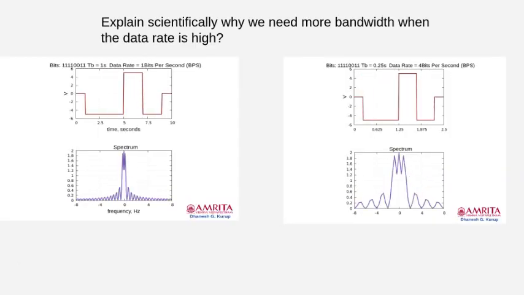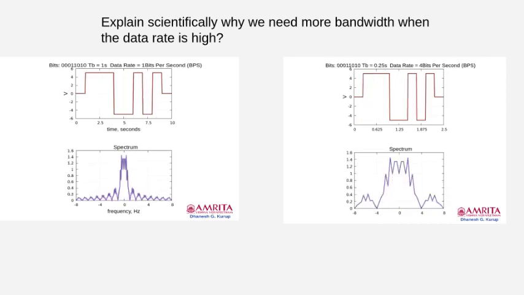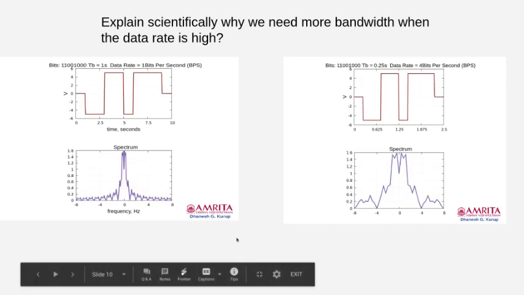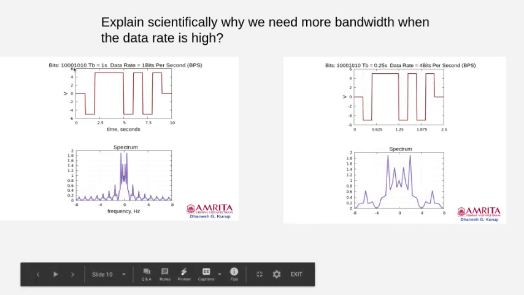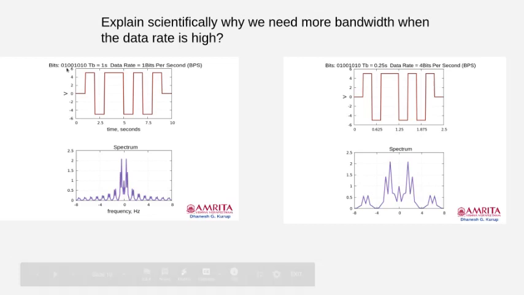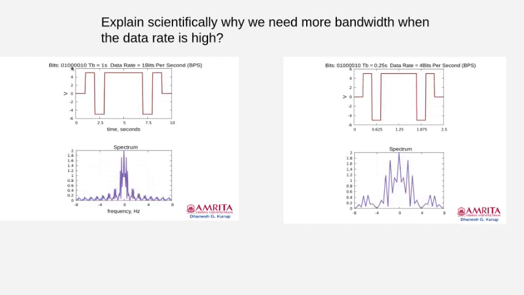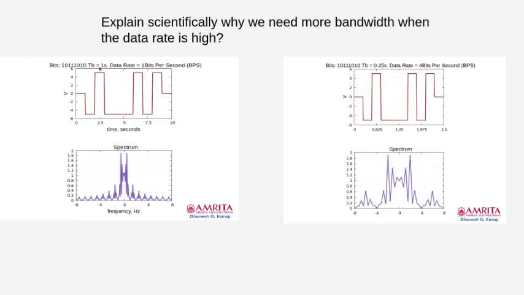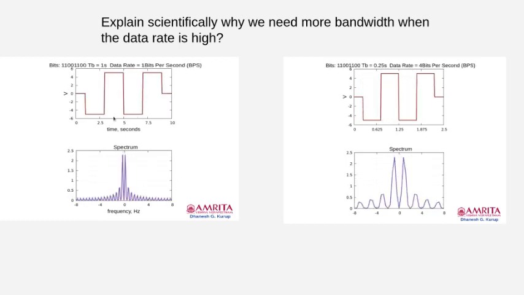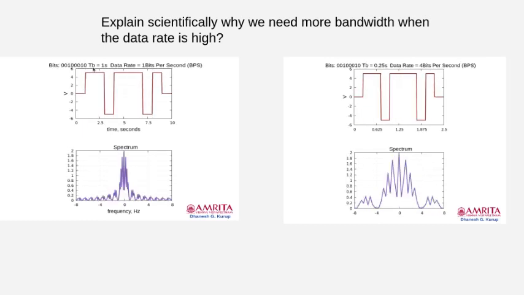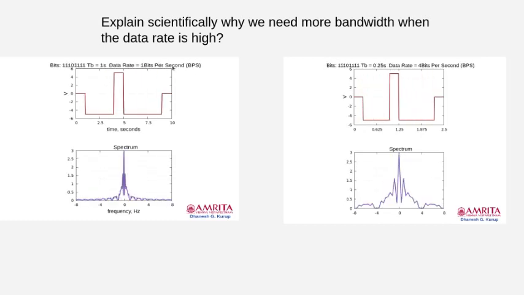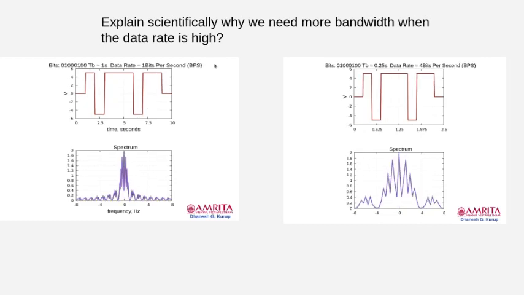This slide essentially explains why we need more bandwidth when the data rate is high. As you see, how many bits do I have here? 1, 2, 3, 4, 5, 6, 7, 8 bits. Each bit has 1 second. In the left side picture, each bit has 1 second. As a result, what is the data rate? 1 bit per second, so 1 bps.